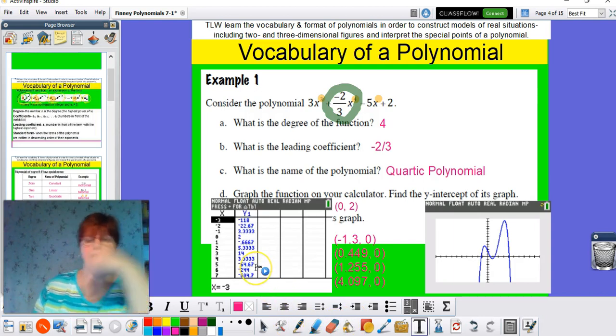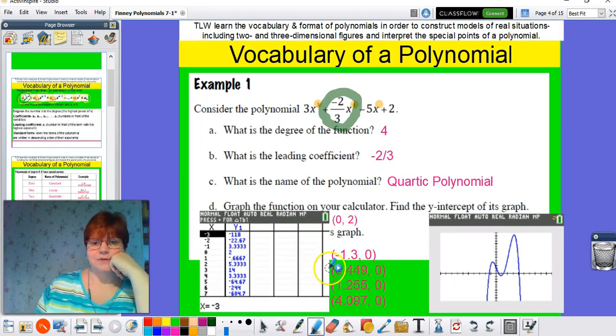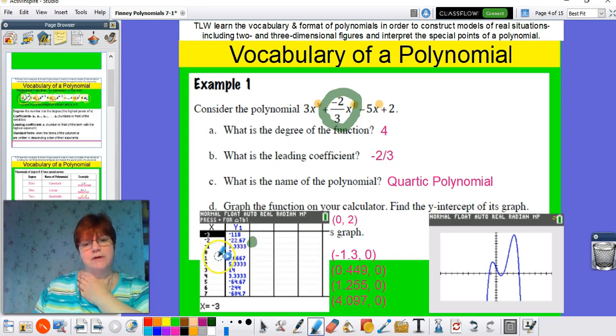And if you look at our table here, we said that our zeros were at negative 1.3. So between negative 2 and negative 1, we go from a negative to a positive. So there has to be a 0 here. From 0 to 1, we go from a positive to a negative. From 1 to 2, we go from a positive to a negative. From 4 to 5, we go from a positive to a negative. So when you switch those signs, there's where your zeros occur. So that's a good way to narrow it down.